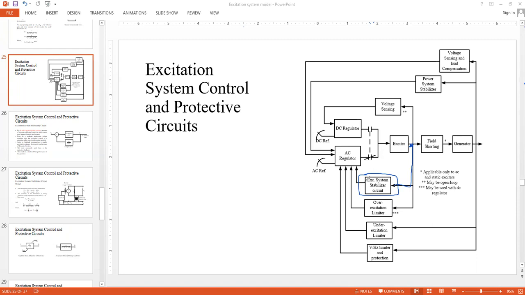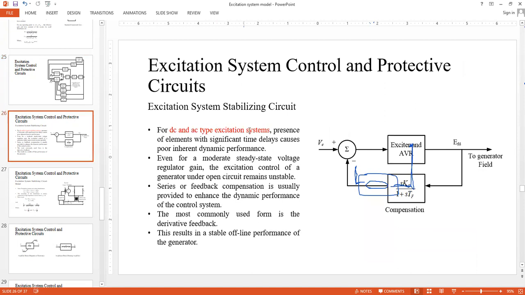And it provides some stabilizing signal because it is a stabilizer circuit. So its job is to stabilize the response of the dynamic system or the excitation system once it goes into the dynamic mode. So the signal is fed back from the exciter output, and then it should provide some signal to the regulator blocks, specifically the AC regulator block. So how could it be implemented? There are several ways. Before that, let me explain why and when it is present.